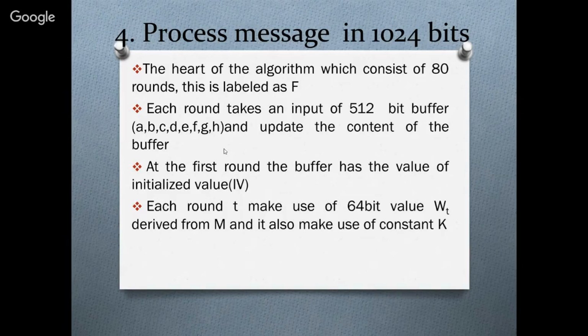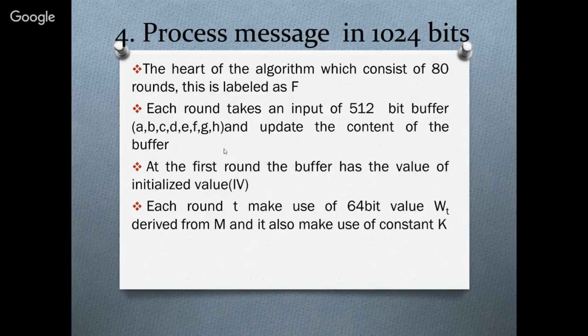In that input, it also considers one 512-bit buffer. These buffers are used to store the intermediate results, and also the final output. At the first round, the buffer has the initialized values, which I've already shown in the table. Each round t makes use of a 64-bit value Wt, which is derived from a message M, and it also makes use of the constant K value.